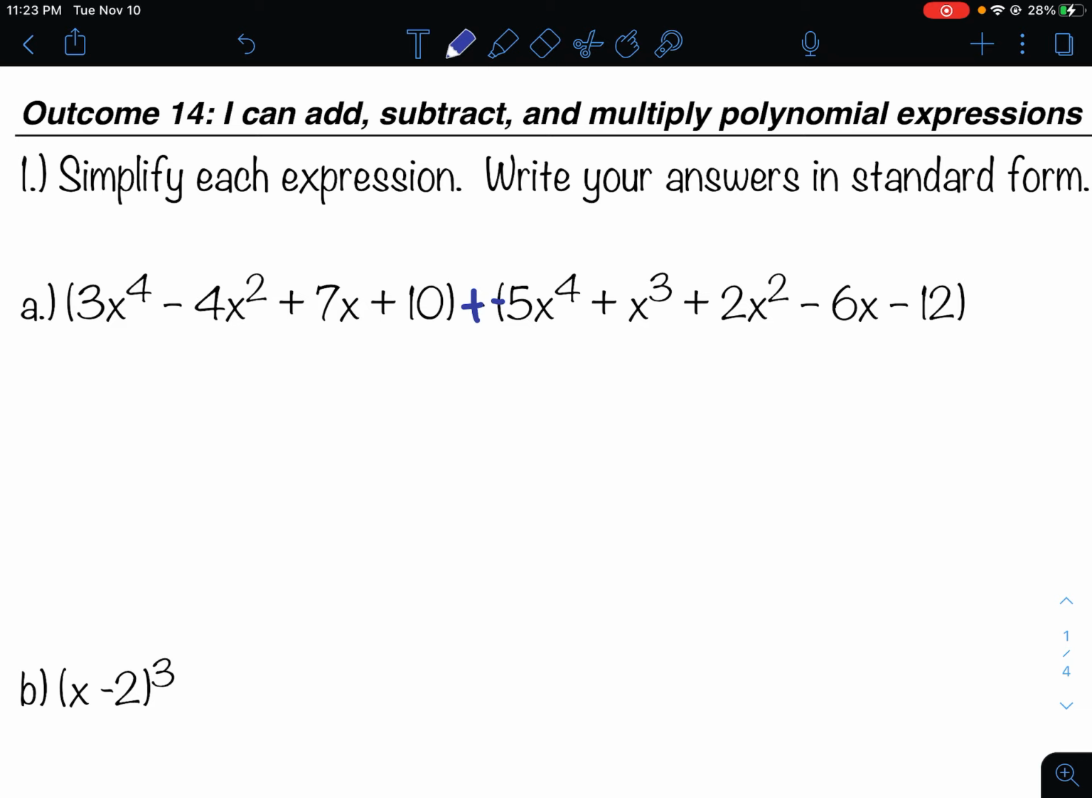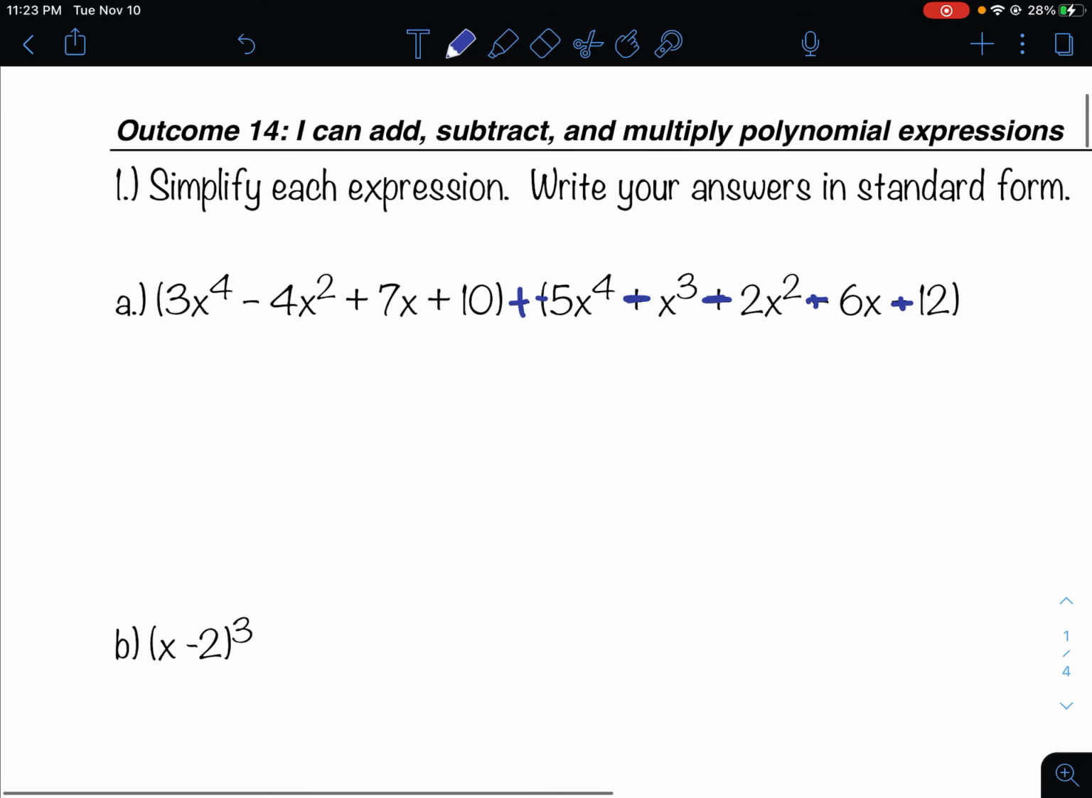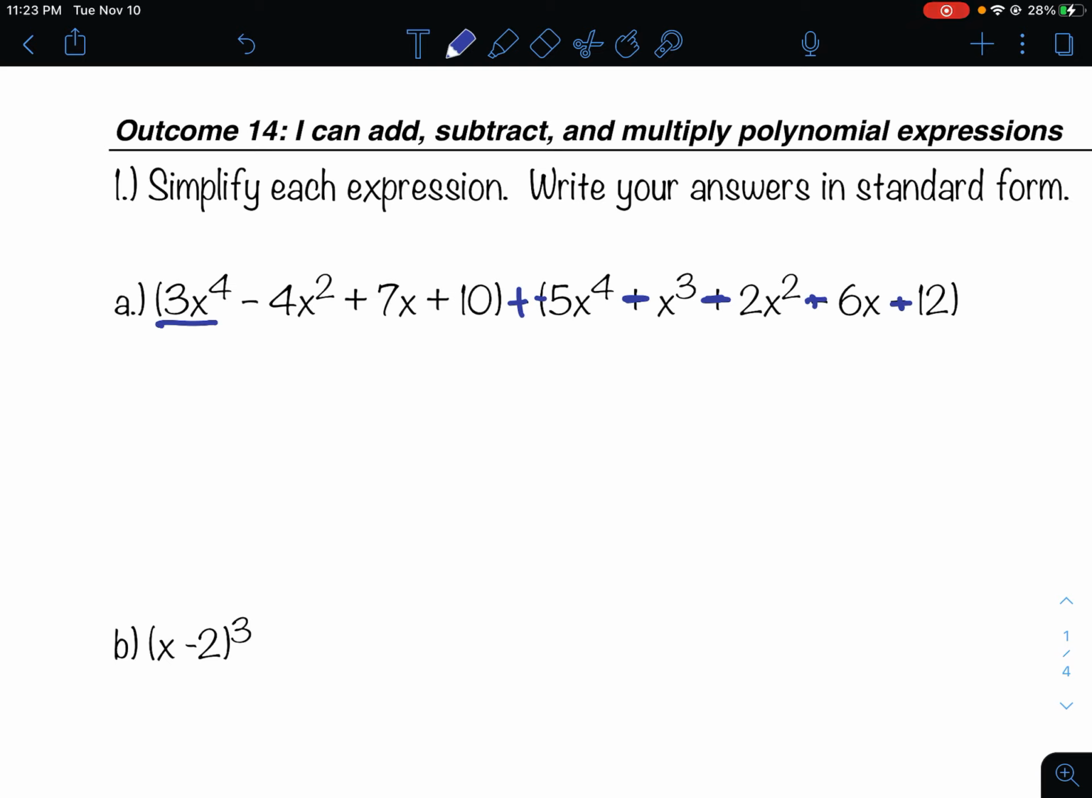This becomes negative 5x to the fourth, negative x to the third, negative 2x squared, positive 6x, and positive 12. Once you do that, then it just becomes addition, and you just combine like terms. You want to pay attention to the exponents, as you're going to put this in standard form, it has to go from the highest exponent down. So we have, first of all, 3x to the fourth minus 5x to the fourth is negative 2x to the fourth.